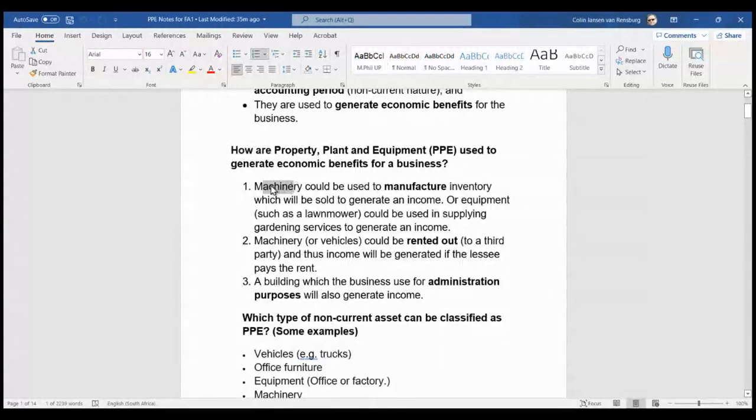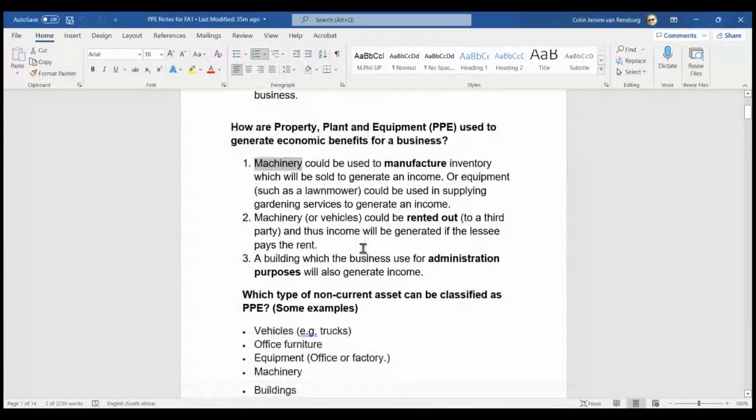Like you have just done, machinery, for instance, that could be used to manufacture your inventory. In other words, if you are a manufacturing kind of company, you will have machinery and plant or some kind of equipment. If you're a garden services business, then equipment such as your lawn mowers and your grass cutters and things like that will be part of your property, plant and equipment. We'll also see later on, I think somebody mentioned their storage units. That is a very good example of something that could be rented out. When we get to the definition, we'll talk about this in more detail.